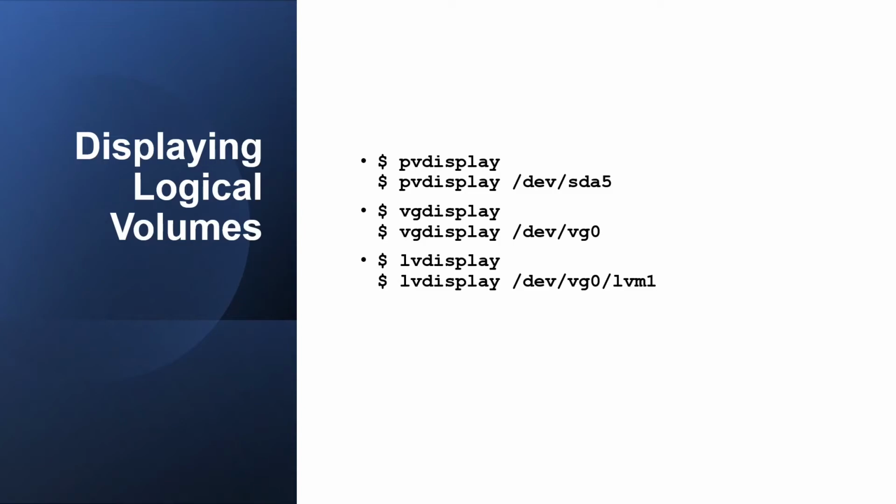vgdisplay /dev/vg0. lvdisplay shows logical volumes. If you leave off the logical volume name, it lists all logical volumes. lvdisplay /dev/vg0/lv_m1. All right.